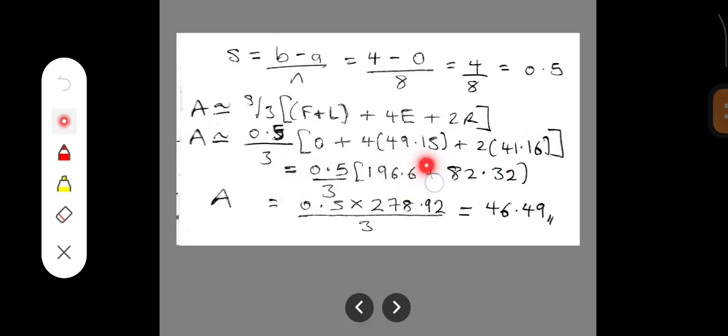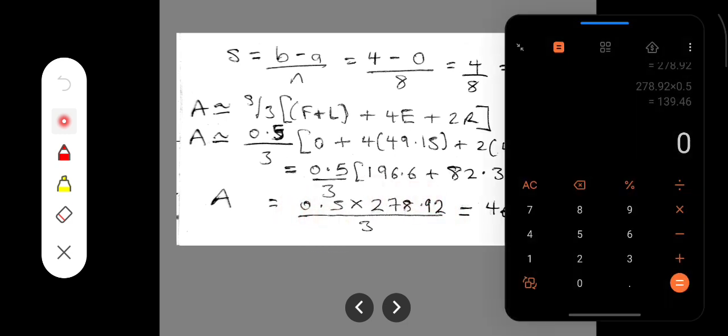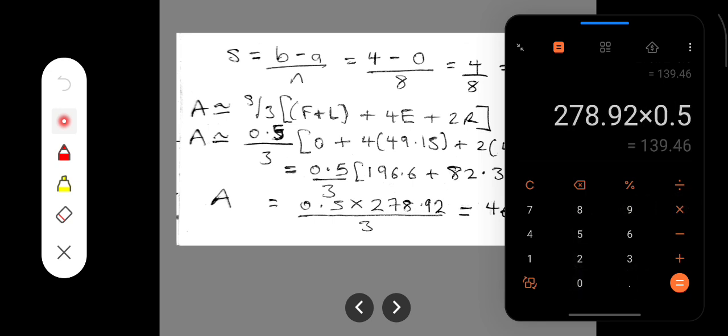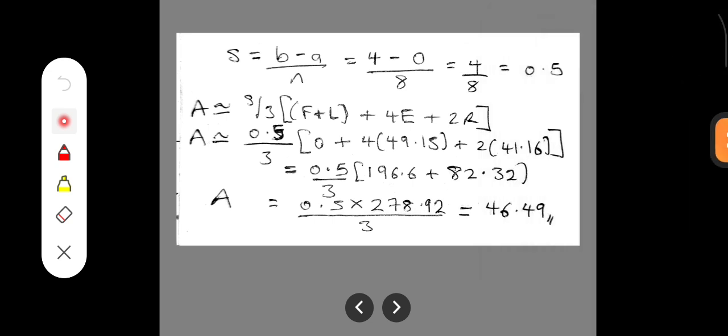Now when we add that together, 4 times 49.15 gives 196.6, and 2 multiplied by 41.16 gives 82.32. Add them together, you get 278.92. Multiplied by 0.5 divided by 3 should give, let's confirm that, 46.49, approximately to the second decimal point.